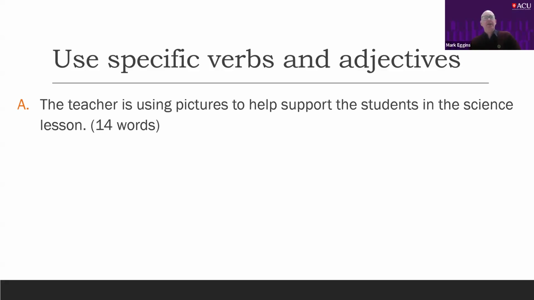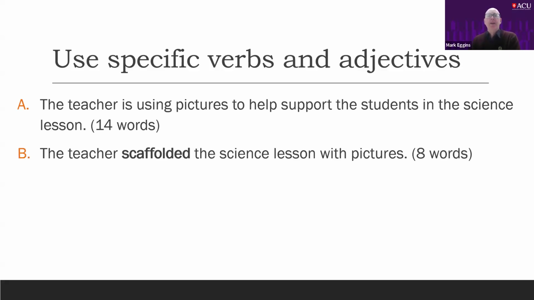So here, the teacher is using pictures to help support the students in the science lesson. But why not say instead, the teacher scaffolded the science lesson with pictures. And it's 6 fewer words, same meaning, and probably clearer because you use the education word scaffolded instead of to help support the students. Scaffolded basically means to help support the students. So you use the specific verb. So that's a good example.